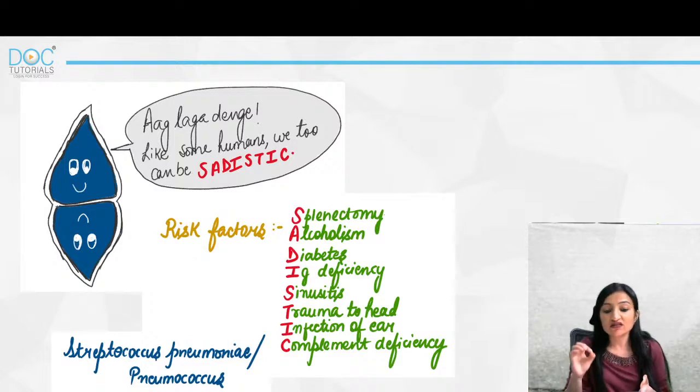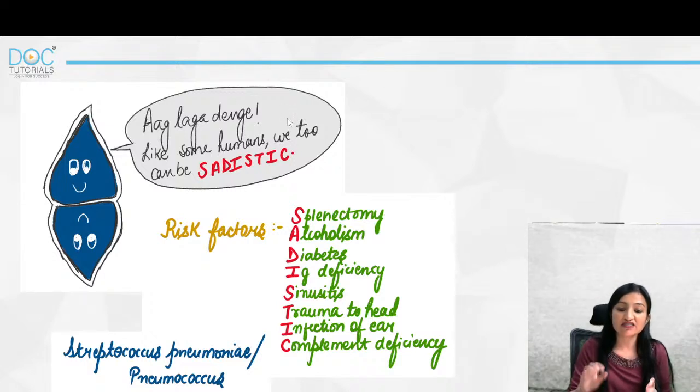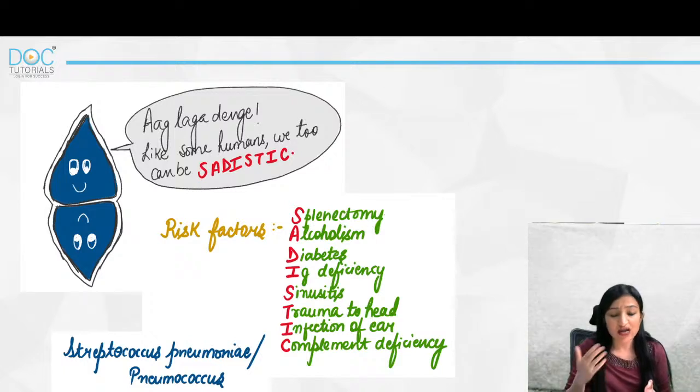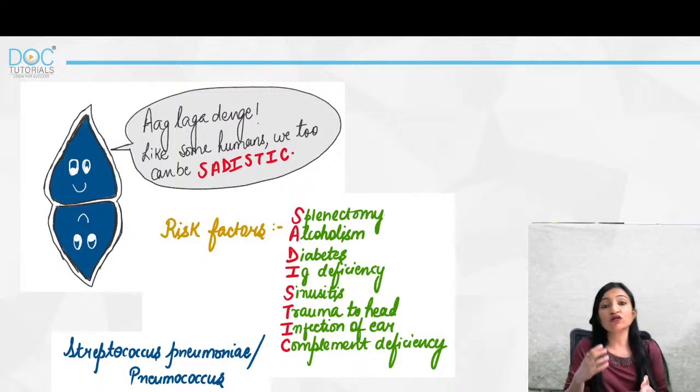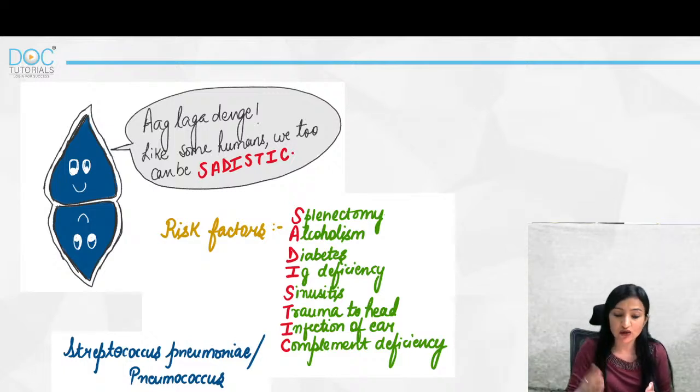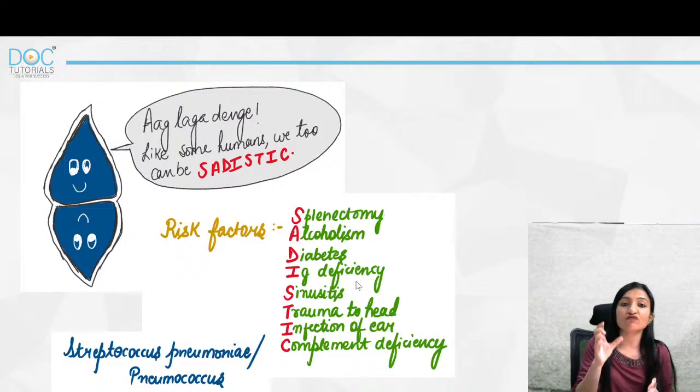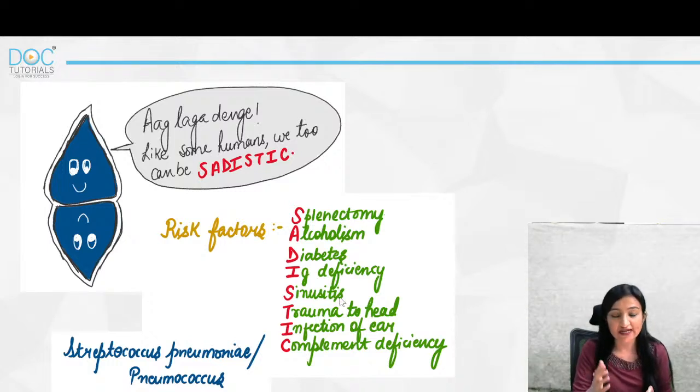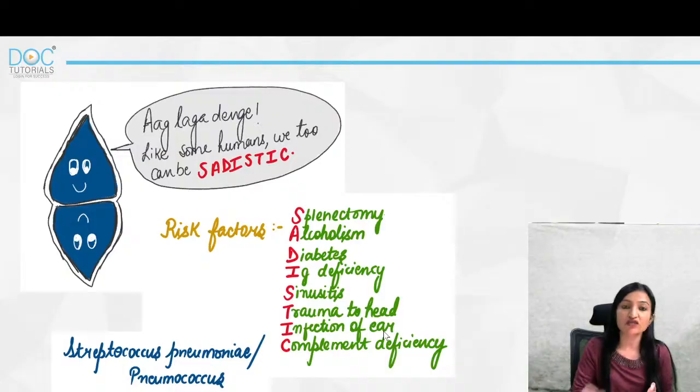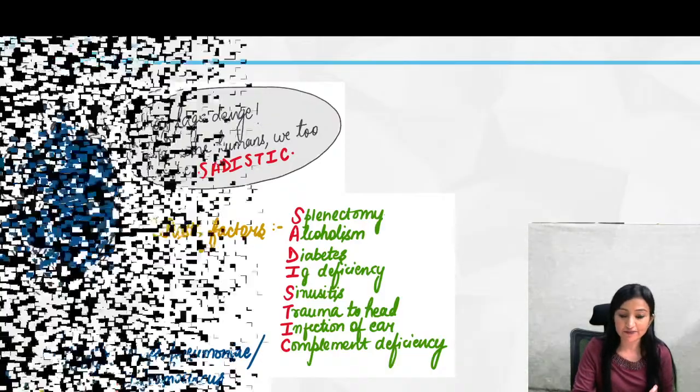All right, now the risk factors to develop severe disease because of this bacterium are, remember, people who have undergone splenectomy, then alcoholics, diabetics, and immunoglobulin deficiency, because we know IgG is a very good opsonin. And because the most important virulence factor for pneumococcus is the capsule, if IgG is deficient, these organisms cannot be opsonized. So that itself is a very, very important risk factor. Then sinusitis, trauma to the head, infection of the ear, and complement deficiency.